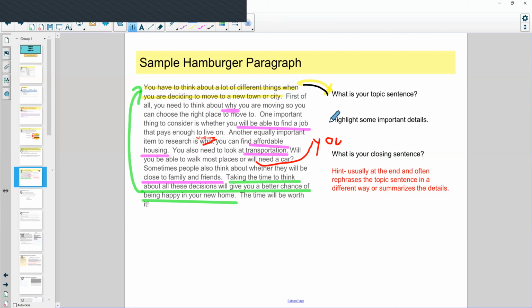Okay. So there's my topic sentence. Here are my little details. And here is my closing sentence that summarizes. I'm talking about decisions you need to make when you move to a town. And then I reiterate, making all these decisions will give you a better chance of being happy. So this is an example of the structure of a paragraph.